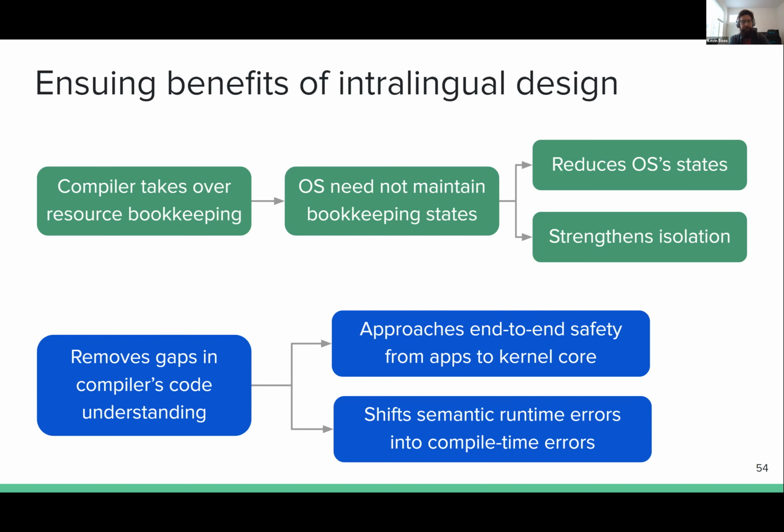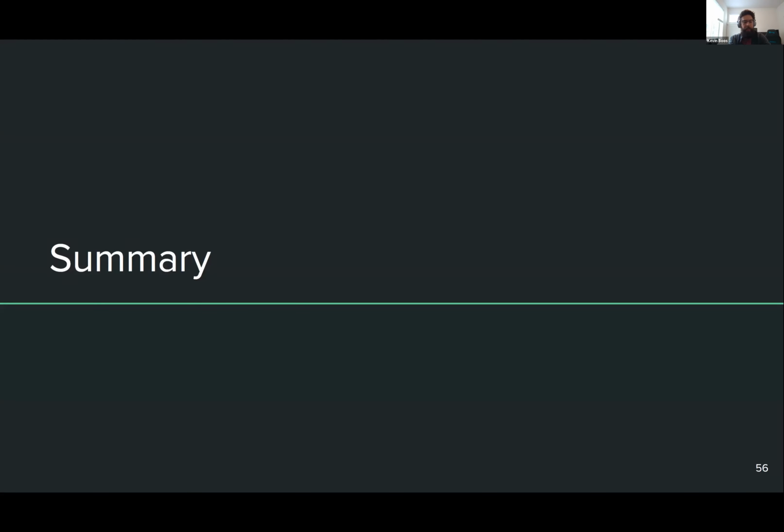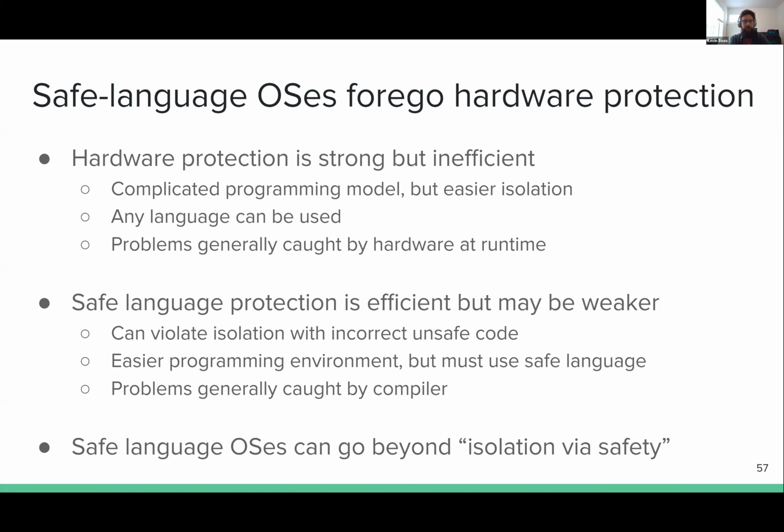Right, so let me just wrap up real quick. That's the idea behind safe language operating systems. They forego hardware protection by using things like type safety, memory safety, naming visibility, forbidding unsafe, all these different features, right? And I think the thesis point here is that hardware protection is good, but inefficient, right? Safe language protection can be more efficient due to less overhead transitioning between these modes, but it could also be weaker, right?